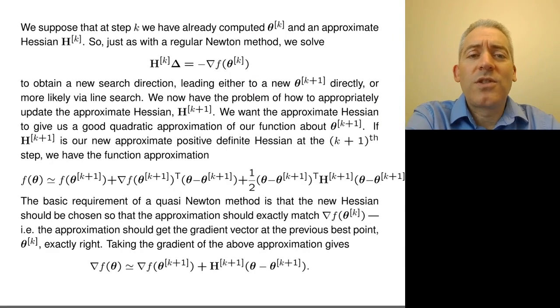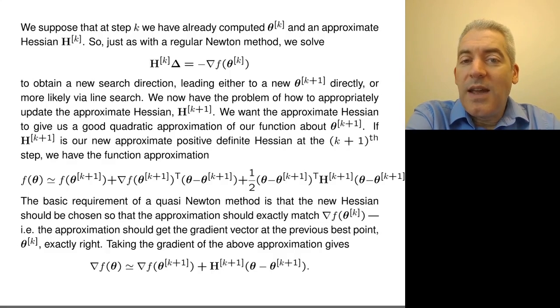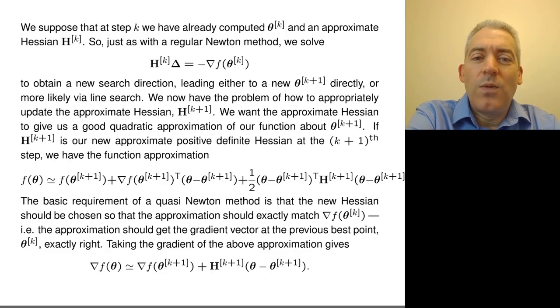Okay, so let's just suppose that we're in the middle of applying this method. We're at step k. We know what theta k is. We know what our approximate Hessian H k is. And so just with any other Newton method, we now solve the linear system for the Newton step, and we get our new search direction, and we'll then get our new theta k plus 1, and that will either be directly the solution of that linear system, or we might do some kind of search before we accept it.